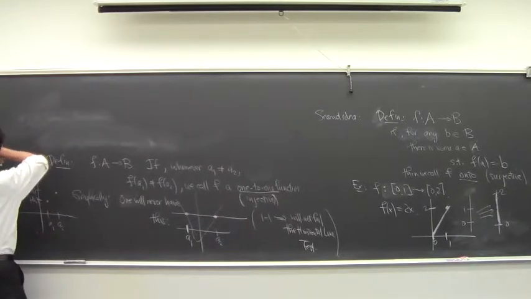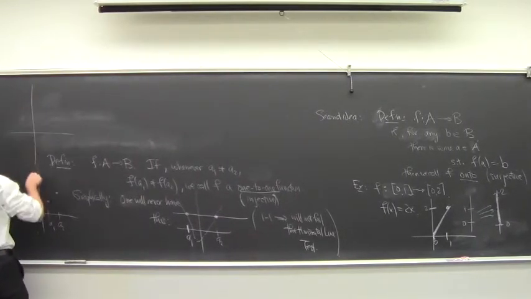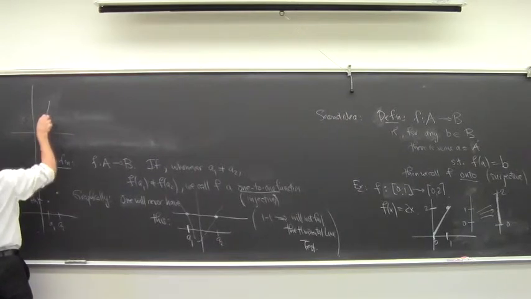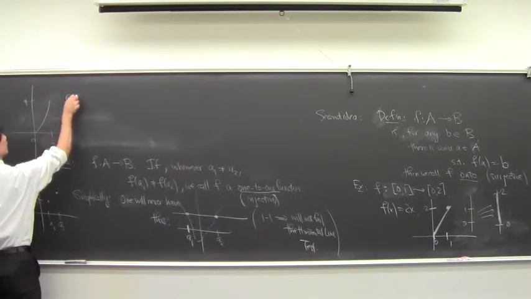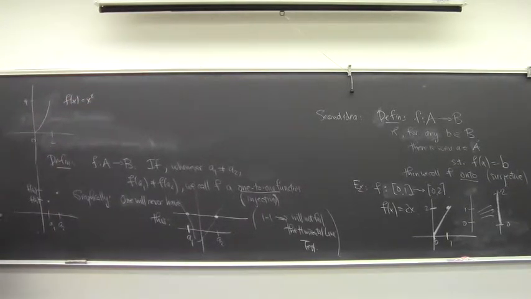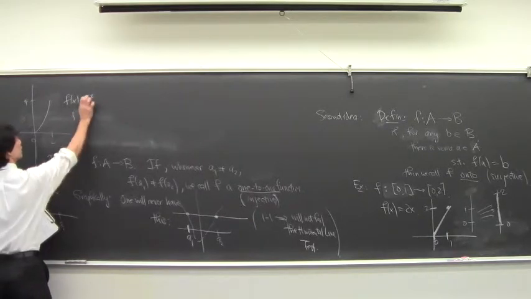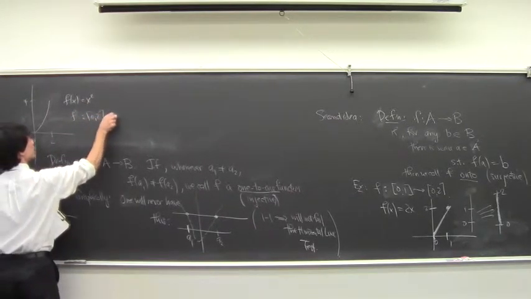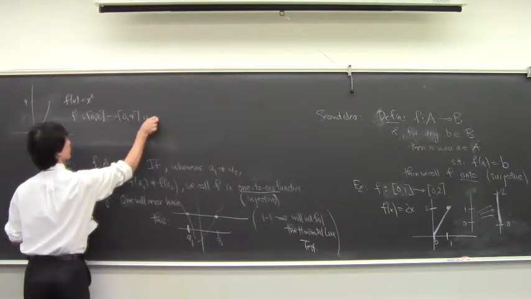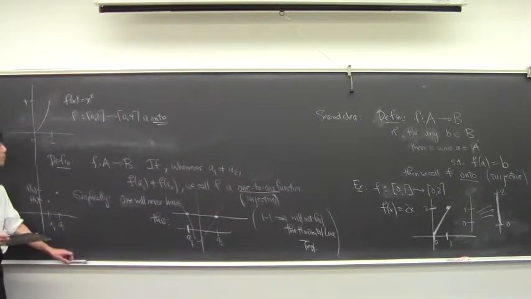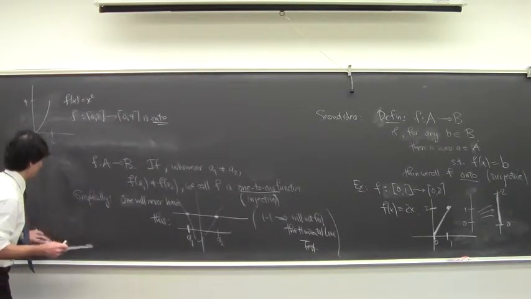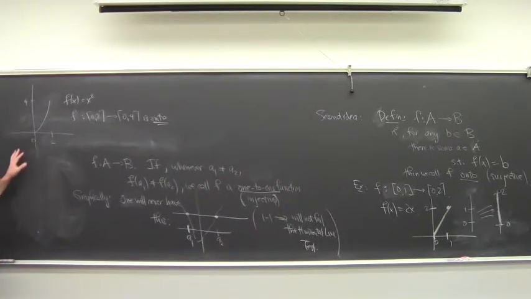Right. So, for example, if I look at, say, (0, 2) to (0, 4), with f of x being x squared, then this function from (0, 2) to (0, 4) is onto. It's onto. Everyone getting this? Anyone confused?